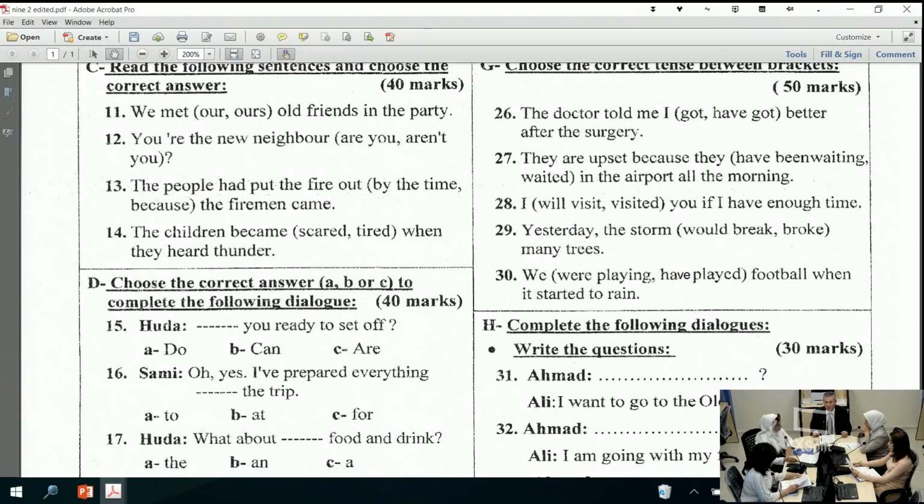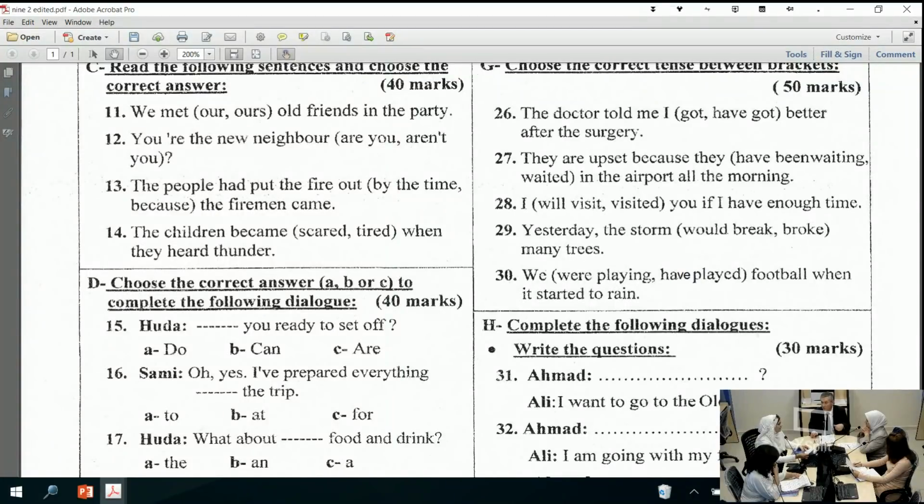Thank you so much. Miss Hanadi, number 12. You're the new neighbor. Are you or aren't you? Here we have a question tag. Can we explain a little about question tag? The first part, you're the new neighbor, is positive, so we need a negative tag. So we choose here, aren't you? So the question tag is contrary to the real sentence. If it is positive, the question tag is going to be negative, and if the sentence is negative, the question tag is positive, and we usually use the same auxiliary in the sentence.